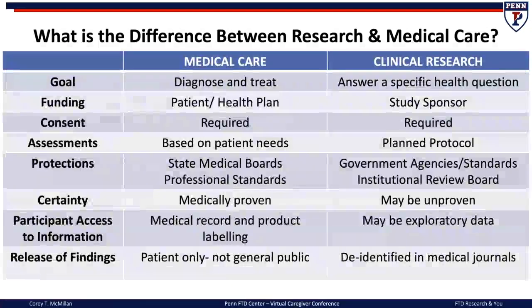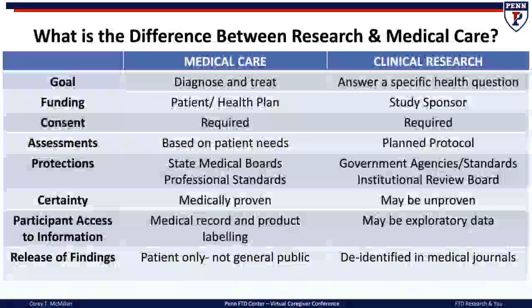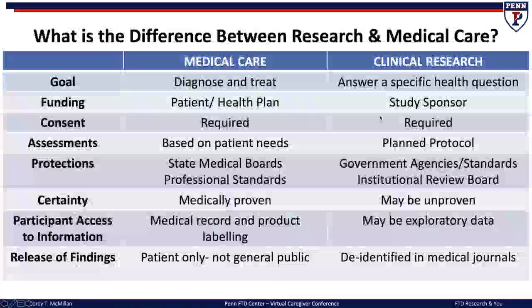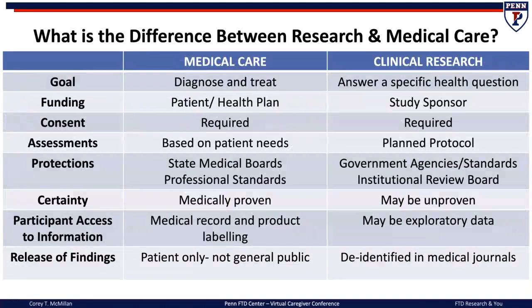So in this chart, we review some of the key differences between research and medical care. One thing to consider is the goal. In medical care, the goal is to diagnose and treat an individual, where in clinical research, we're trying to answer specific health-related questions. The funding for these varies. So for medical care, the funding is supported through a patient or health plan, while in clinical research, funding is provided by a study sponsor, like the federal government or associations.